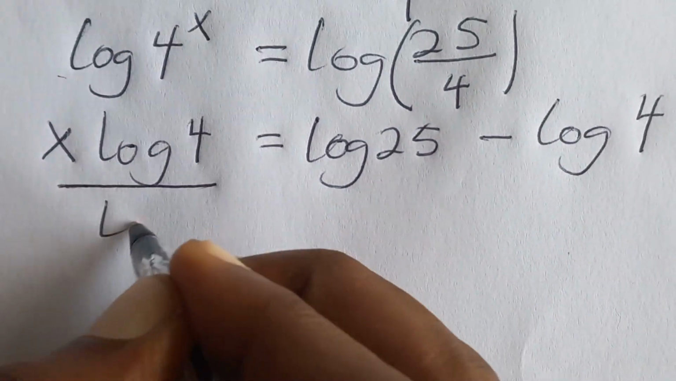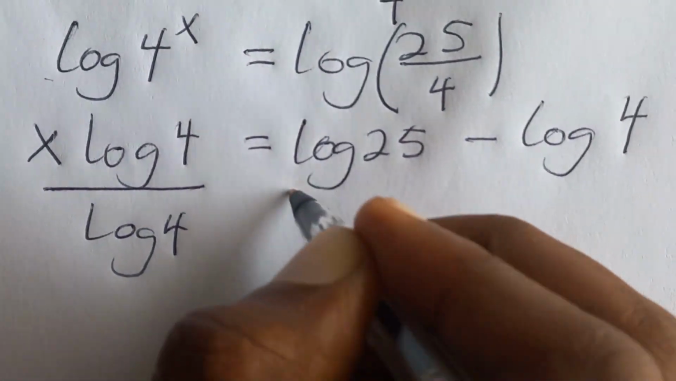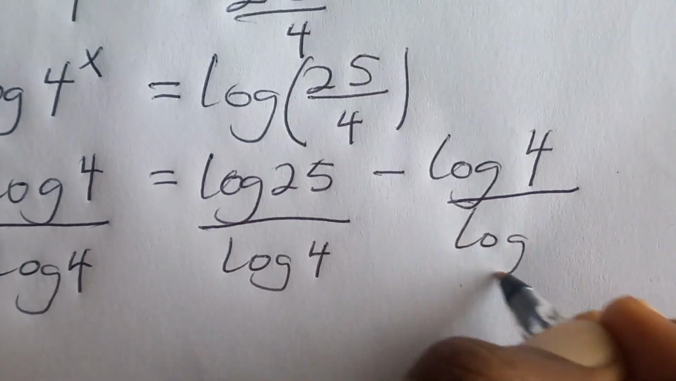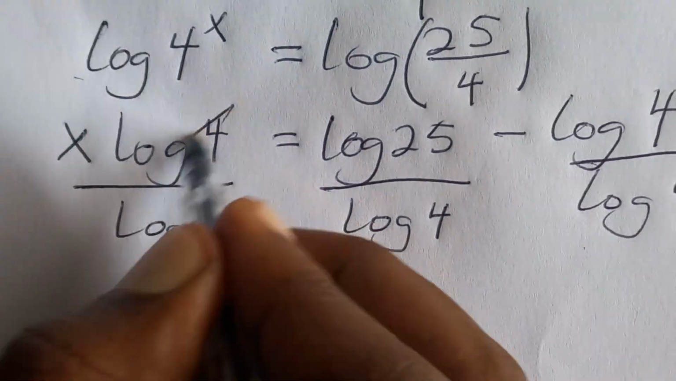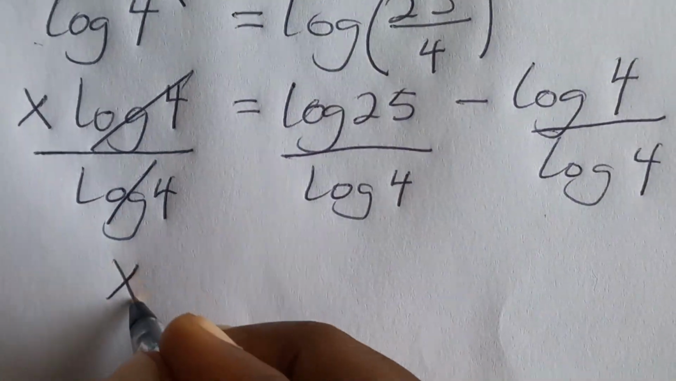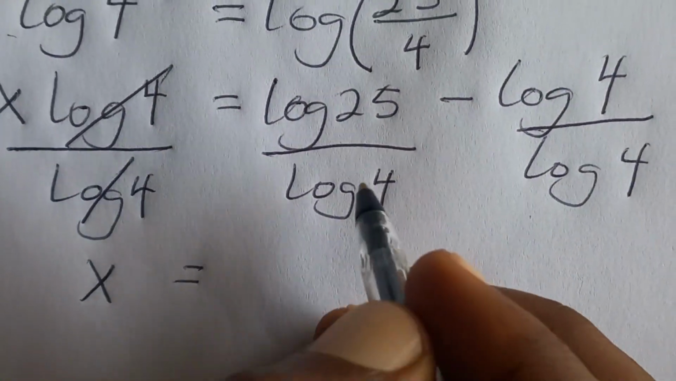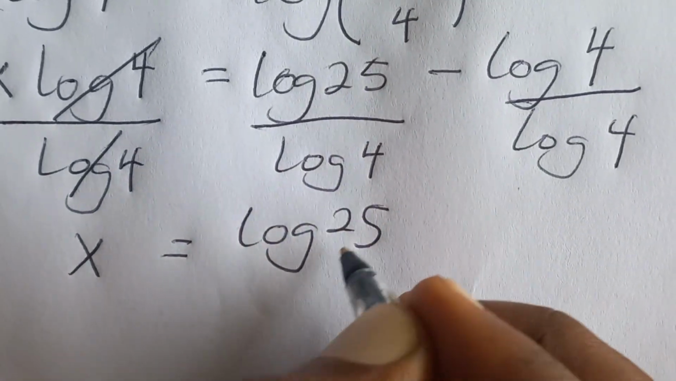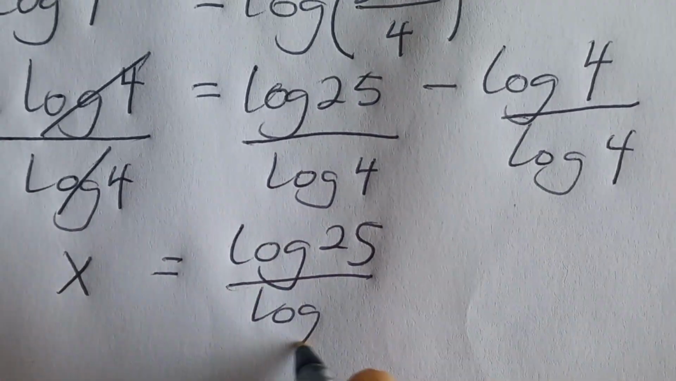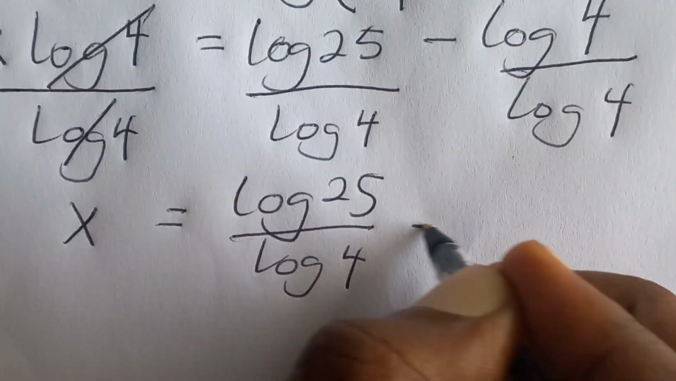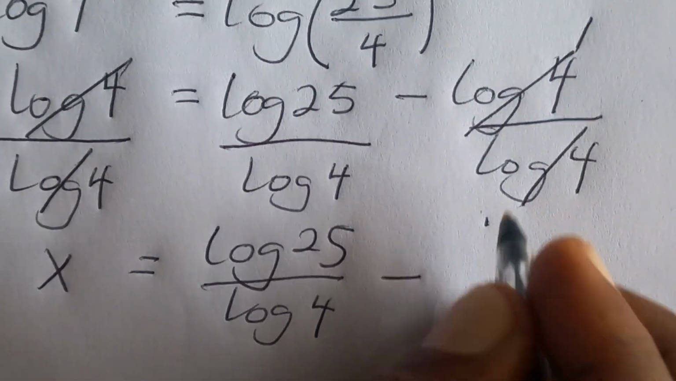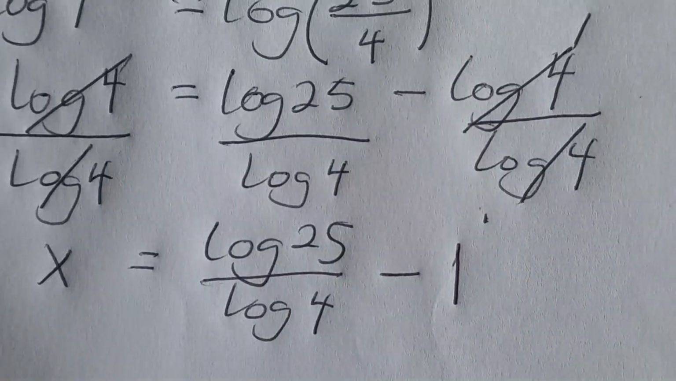So from here, we divide both sides by log 4. So this one will cancel this, leaving x is equal to log 25 on log 4 minus this goes into itself, 1 goes here. So 1 over 1 is 1.